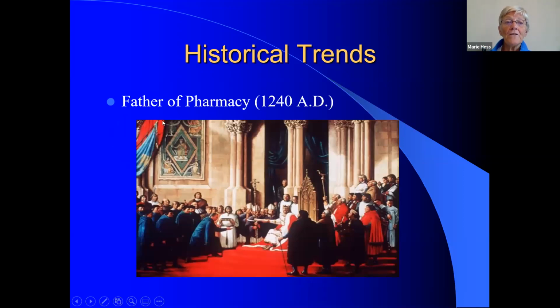The father of pharmacy, Frederick II, the Emperor of Germany, was considered to be that. And he was the one that separated the duties of the pharmacists and the physicians. Up to that point, they were one and the same. So he said, nah, you got to do all that.